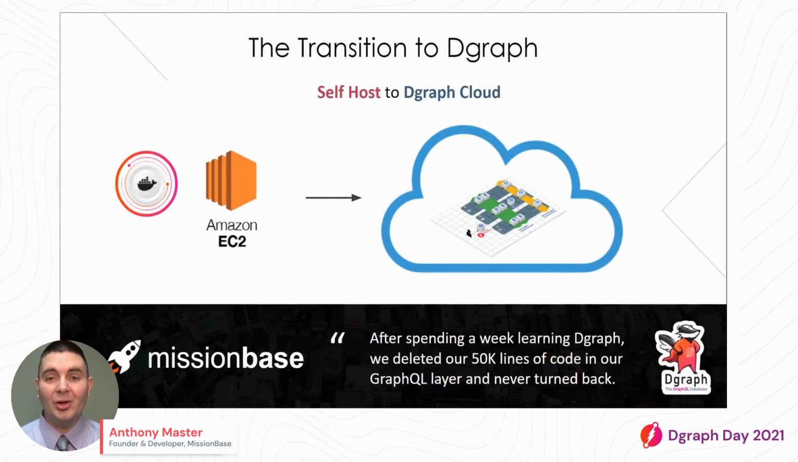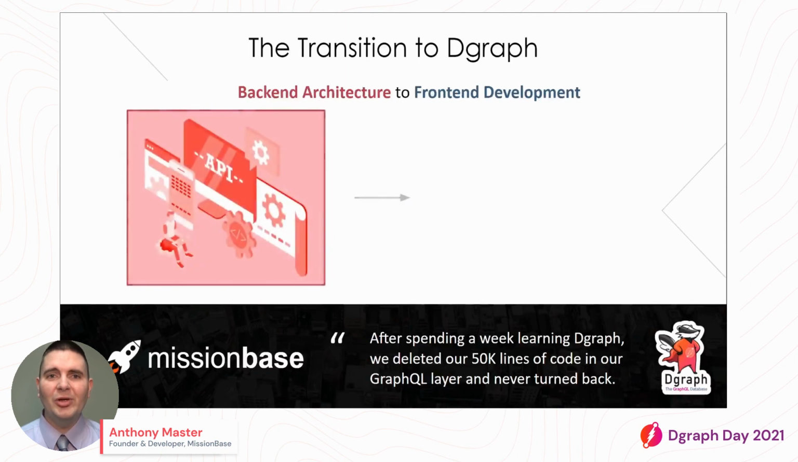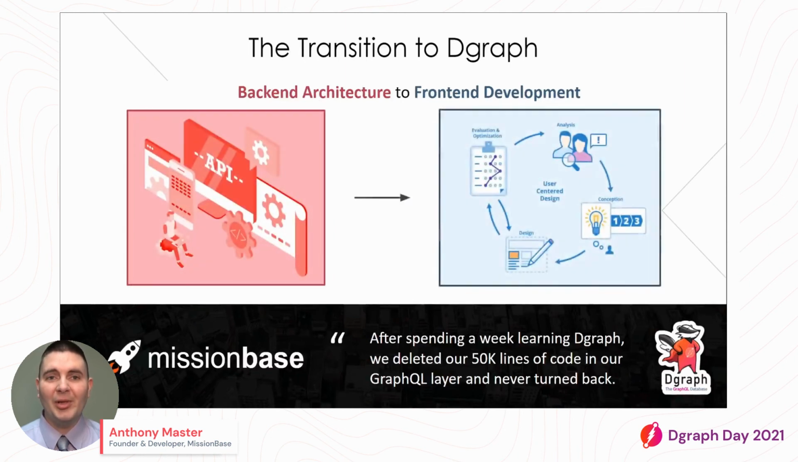After spending a week learning these things in Dgraph, we deleted our 50,000 lines of code in our own GraphQL layer, and we never turned back. We no longer needed to worry about the back-end architecture. Instead, we can do what we do best, develop the front end of our application.